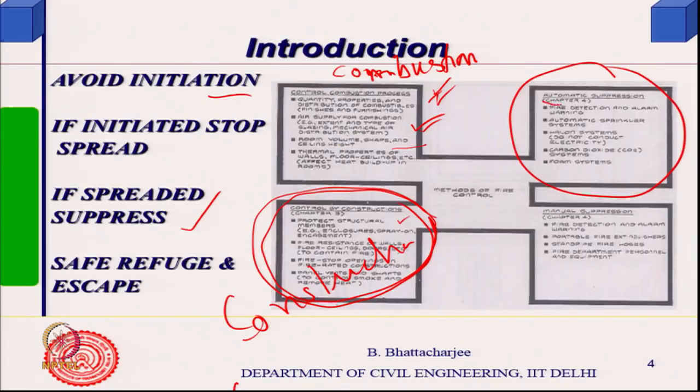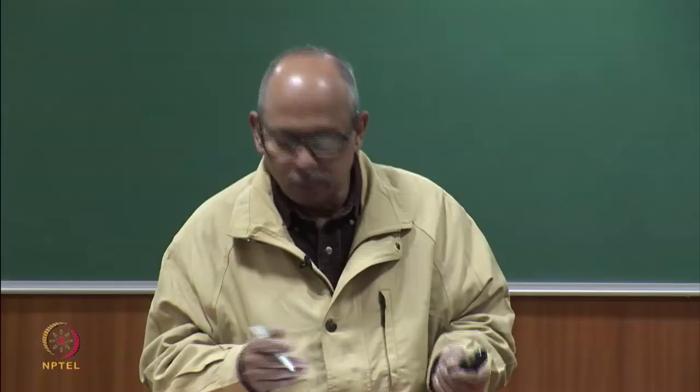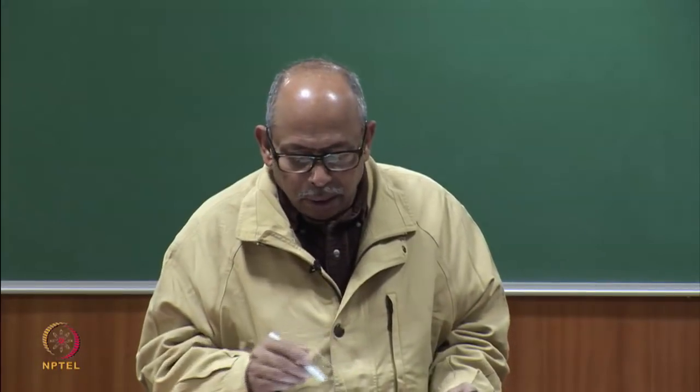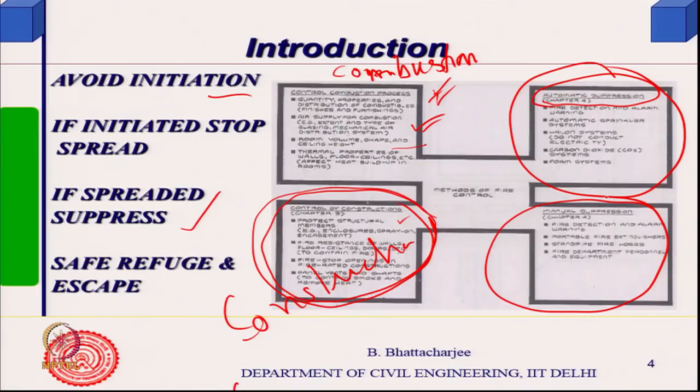You can see it is written automatic suppression here. So, you can have a sprinkler system, alarm system, etc., which we will discuss. And then manual suppression also could be there. You will see that manual firefighting systems are there, we will talk about them. So, that is basically the kind of strategy generally we adopt.